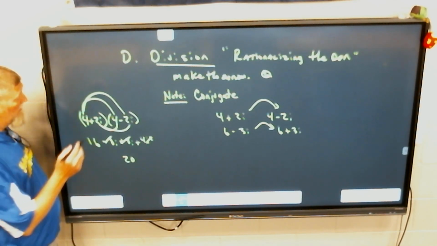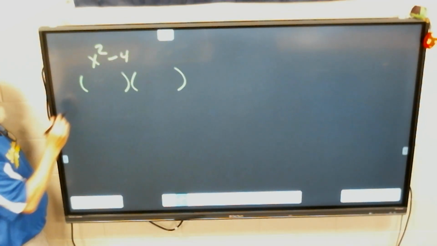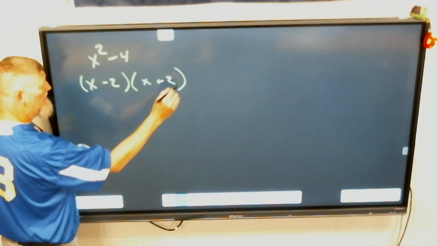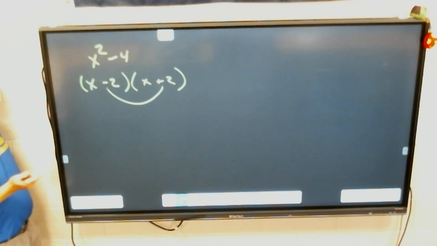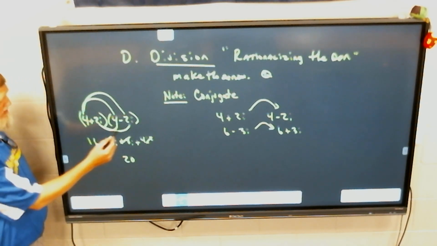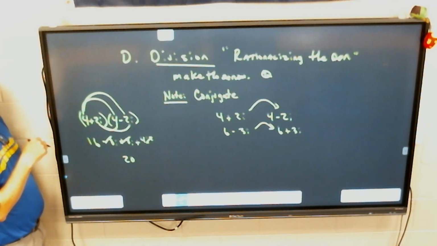Do you remember back when we factored? Remember when we factored x squared minus 4? What does that factor to? x minus 2, x plus 2, right? They're conjugates. All I did was change the sign, and you get rid of that middle term. So it's the same concept as the difference of two squares. These are conjugates, just like with our imaginary numbers. You just change the sign of the middle term, and that gets rid of all the i's. The same thing will happen with radicals.